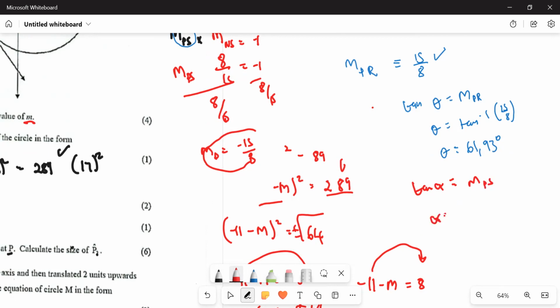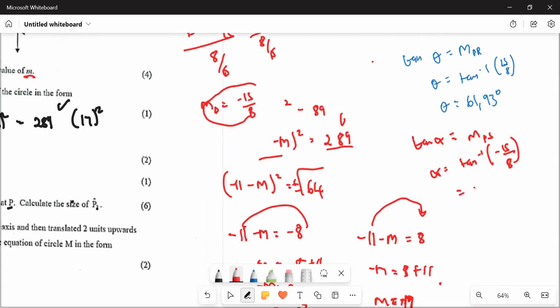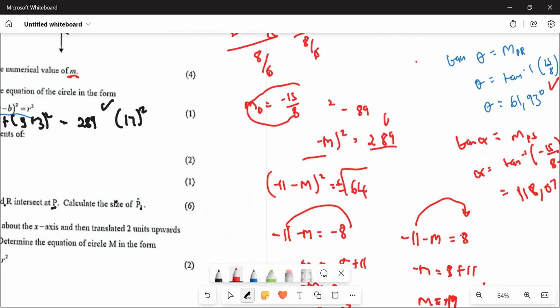And then alpha is going to be given by the tan inverse of minus 15 over 8. Now, when you type this in your calculator, you get a negative answer. You add 180, and we get an answer. What is the answer then? You should just say plus 180 here. We get 118,07. You get a mark here, and you also get a mark here. How many marks do you have? You have 4 again. Let's finish this then.